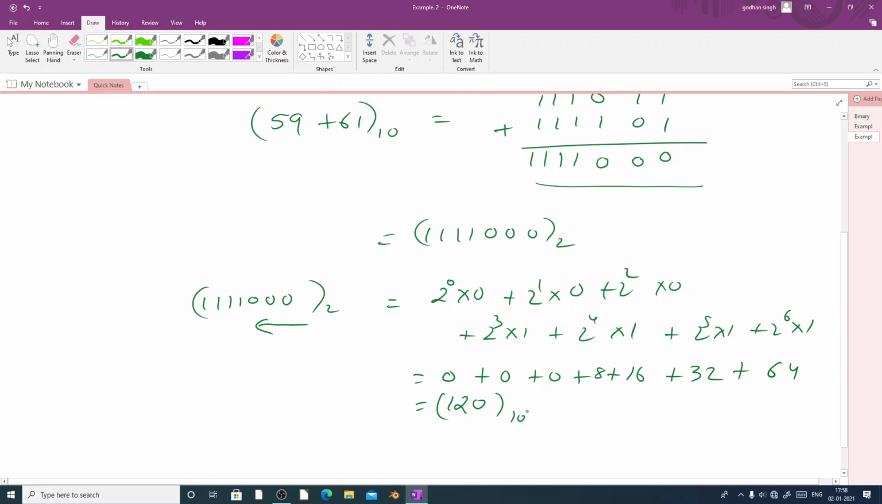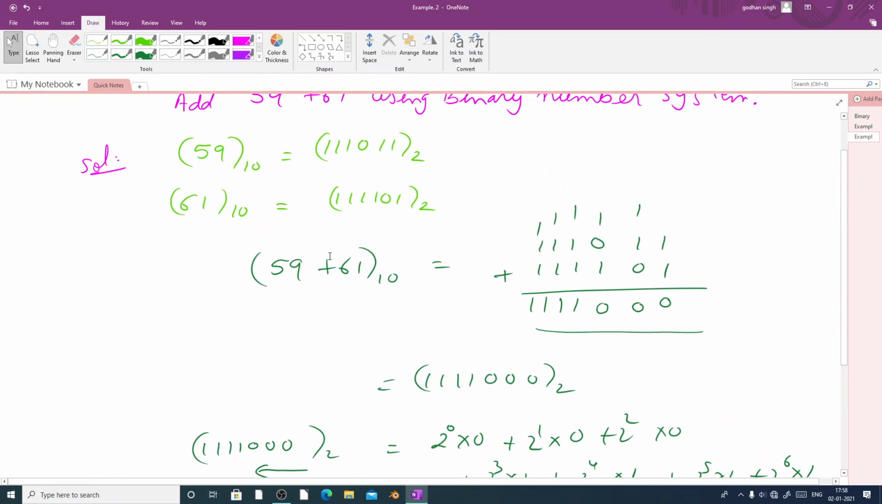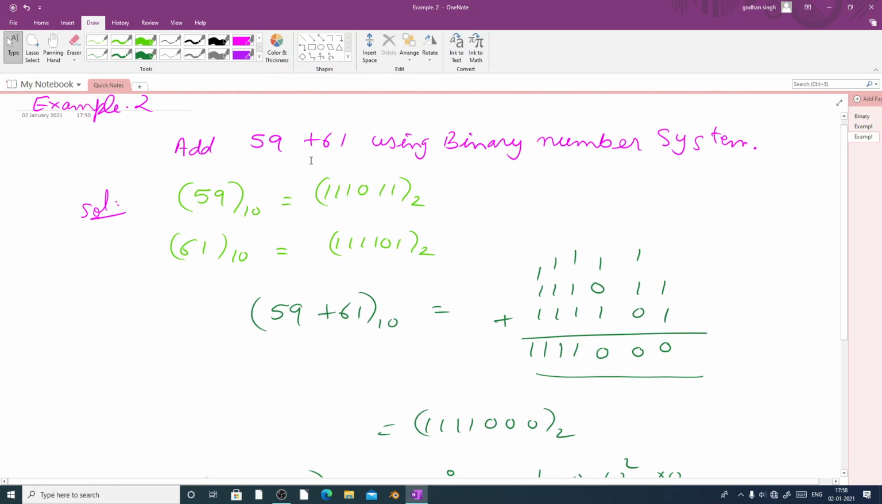So this is how we have to add two binary numbers. It's very simple. Whenever binary numbers are given, you have to add using the rules, and if the numbers given to us are in decimal form, then you have to first convert them into binary form, and then add them by using the rules which have already been given to you.